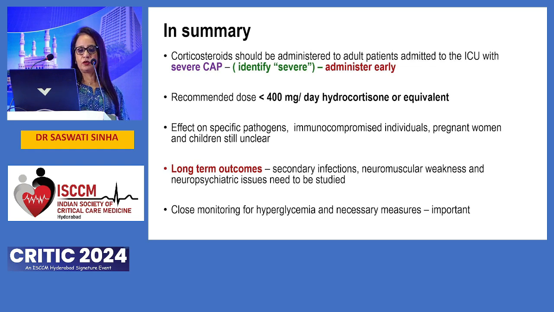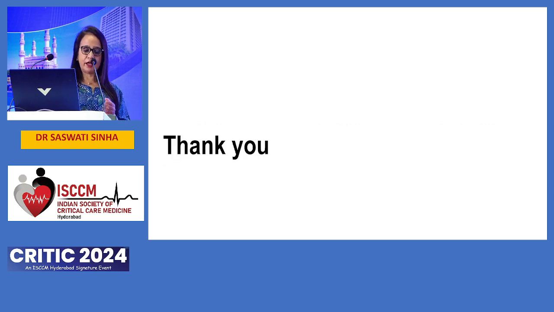It's important to look at long-term outcomes like secondary infections, neuropsychiatric issues, and neuromuscular weakness, which could be problems with steroids. Closely monitor for hyperglycemia because it comes with its set of problems. That becomes extremely important. Thank you very much for your attention.